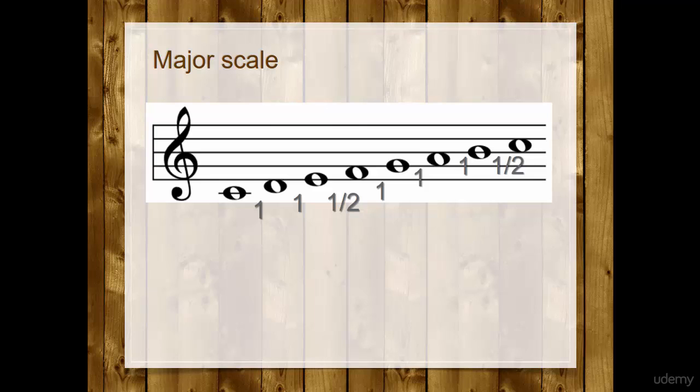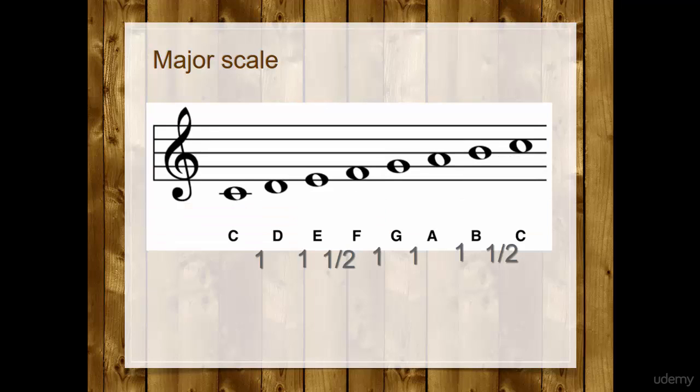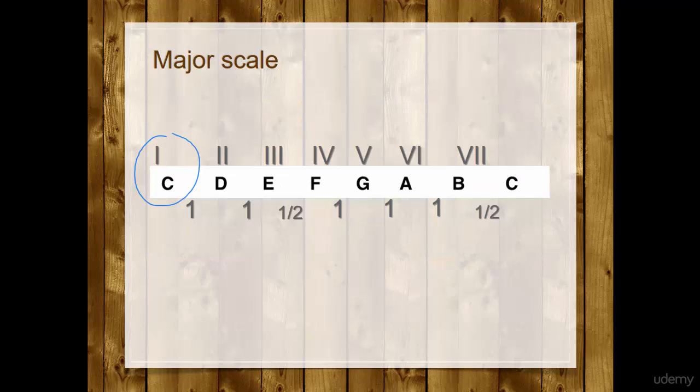So if I count the distances, I'm going to have a structure. If C note is the first grade, then from the first grade to the second grade, which is D, I'm going to have one step. And this structure, I must really memorize this structure. So this is homework for you. Memorize this structure because you're going to use this to find all the other major scales.